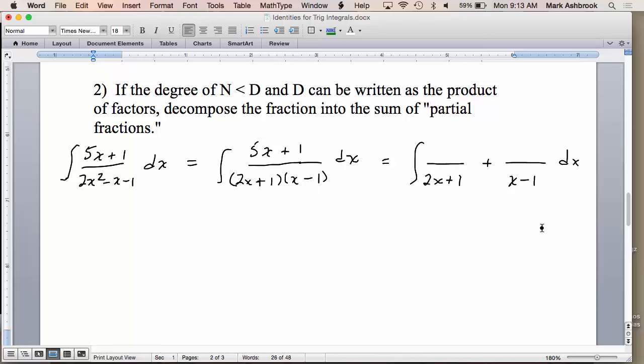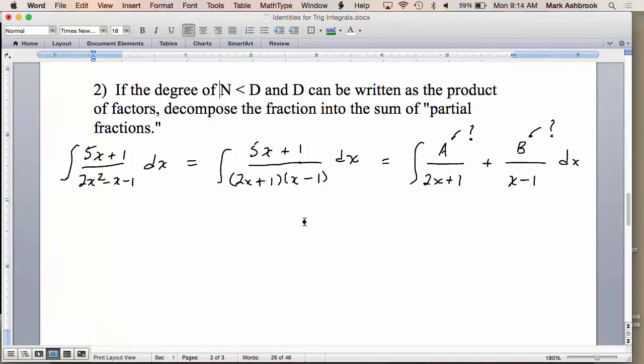Okay, so then the question is, what numbers up here do we need so that when we add those together, our new numerator becomes 5x plus 1? So we need to figure out what A and B are, so that if we were to add these two fractions together, we would have the numerator 5x plus 1.